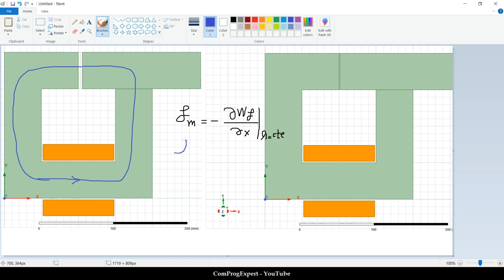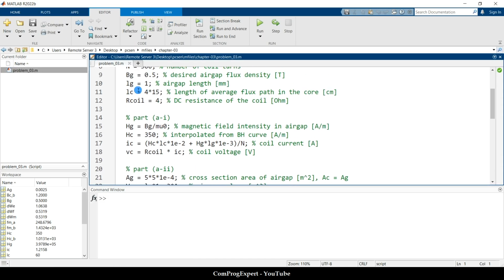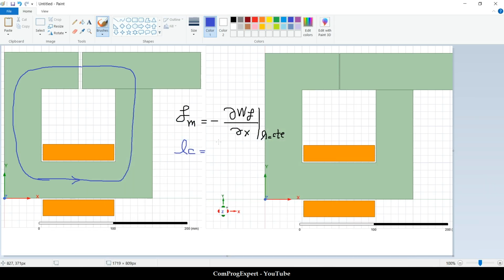You remember the length of the core was equal to 60 centimeters. Yes, this is the length of the core. 60 centimeters. The length of the air gap is in order of millimeters, right? 1 millimeter, 2, and so on. So the length of the air gap is much lower than the length of the flux line in the core. This is one important point. Keep it in mind. And how can we calculate the energy?